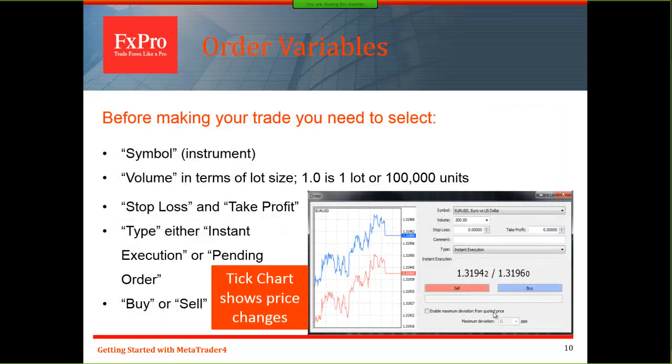Now before making your trade though, you'll need to select the symbol or instrument, such as your dollar or gold, the size or volume of the trade measured in lot size, where one lot is 100,000 units. It is also wise to set your stop loss and take profit levels, which are extremely important to use in order to control your behavior and limit losses and lock in profits.